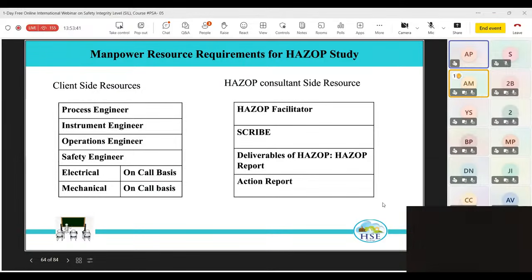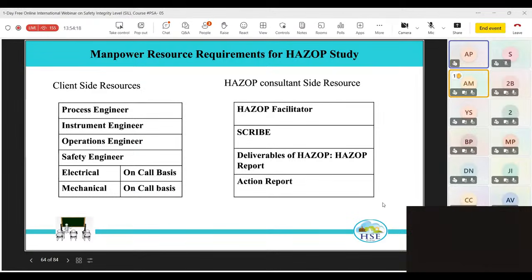So these are the resources from the HAZOP consultant. The HAZOP facilitator, that is the chairman, is called either a chairman or a facilitator. Then he would have a secretary who will note down in the worksheet whatever discussion has taken place, but not each and every discussion point. Whatever the HAZOP facilitator tells him, now you record this, only that part the HAZOP scribe will record. And the deliverable of the HAZOP session would be a HAZOP report.